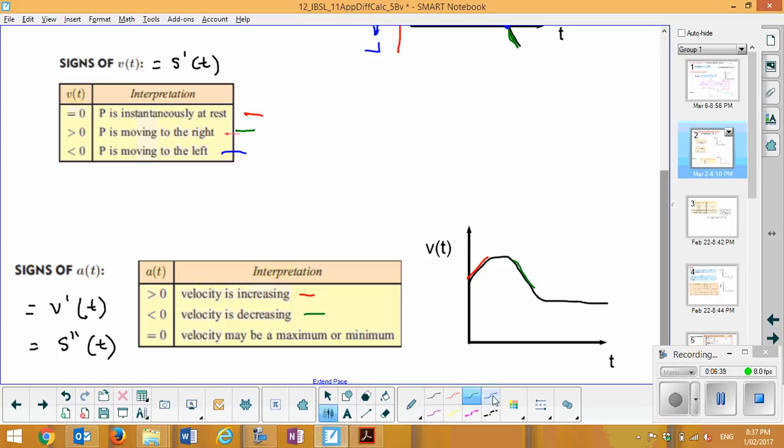This last one here is when the velocity is a maximum or a minimum. Okay, and down here I've tried to draw it straight, so we could have a constant velocity. So here it's constant velocity, which means no acceleration, or in this case it's a maximum, or it could have been a minimum. So that's when we have zero acceleration.